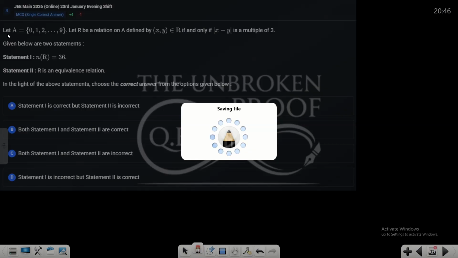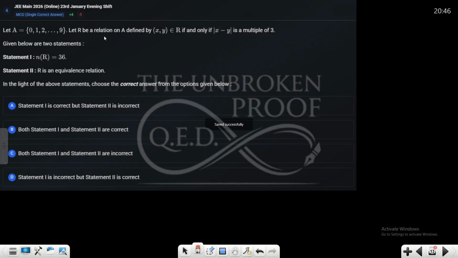The next question says let A be equal to {0, 1, 2, up to 9}. Let R be a relation on A defined by (x, y) belongs to R if and only if |x - y| is a multiple of 3. They have given two statements. Statement 1: n(R) is 36, and statement 2: whether R is an equivalence relation or not. This is like the first question, as they are asking the number of elements and equivalence relation, and they have given 4 options to judge which of the statements are true or false.